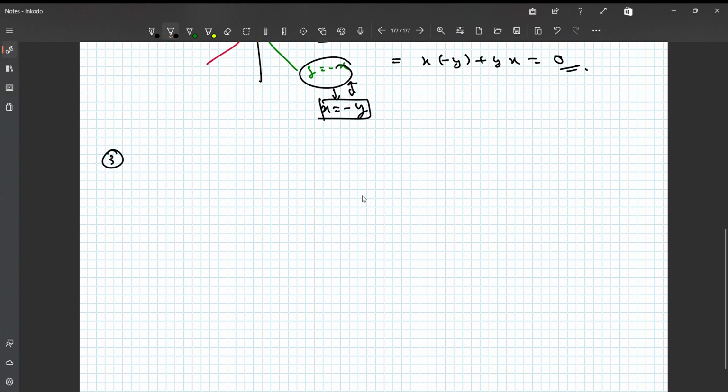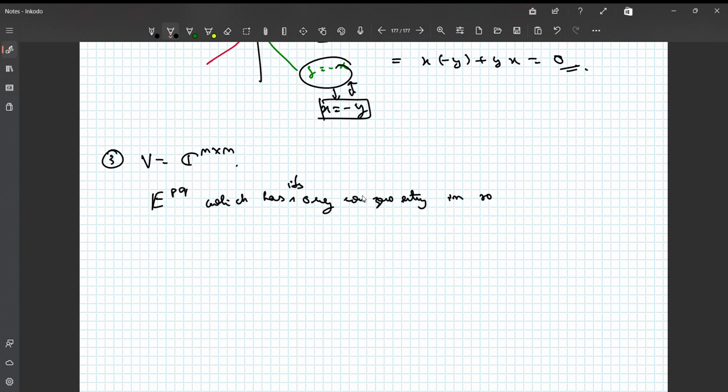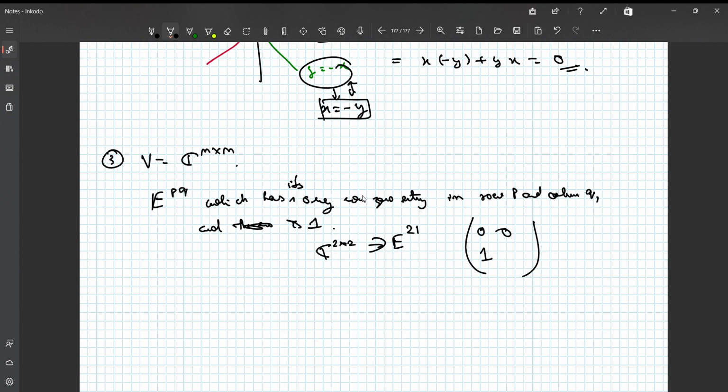One more important example in terms of matrices is: suppose V is the collection of complex n cross n matrices, and we consider the matrix E_PQ, which has its only non-zero entry in row P and column Q, and the non-zero entry is 1. So for example, suppose a 2 cross 2 matrix, say E_21 in C 2 cross 2, I should have 1 in the second row and the first column, and all the other entries are 0.